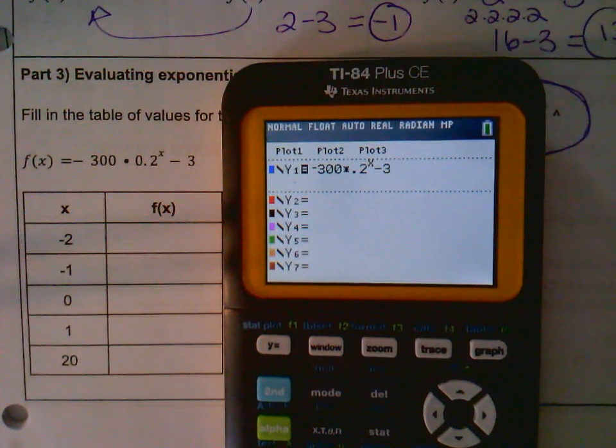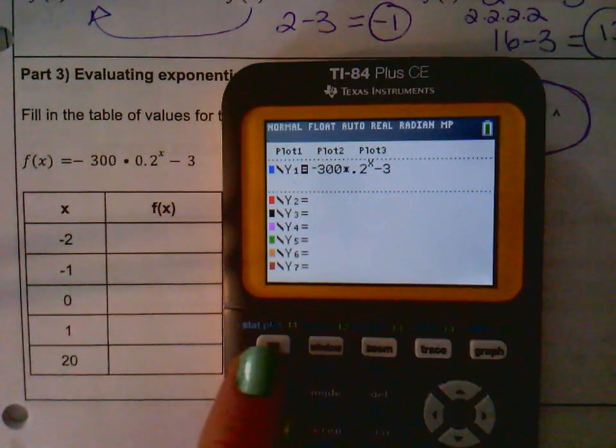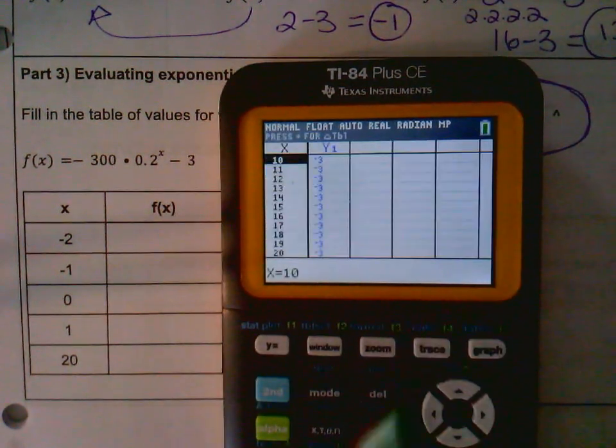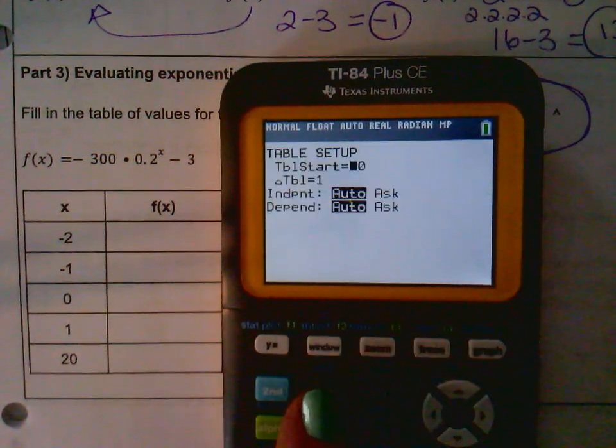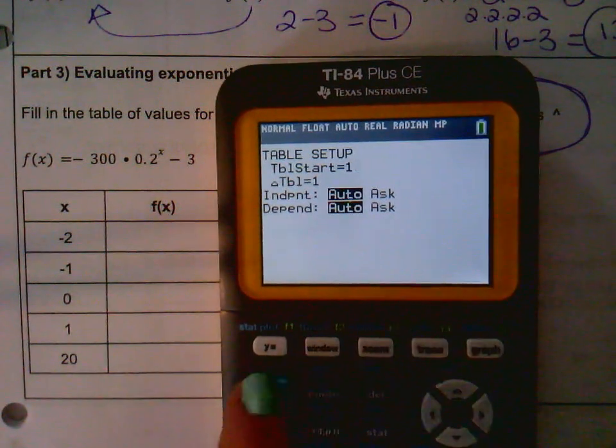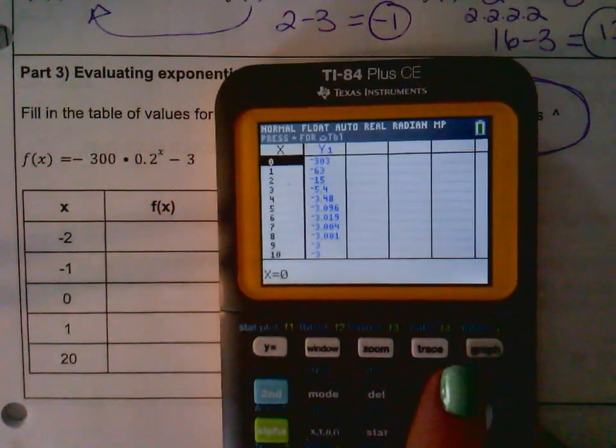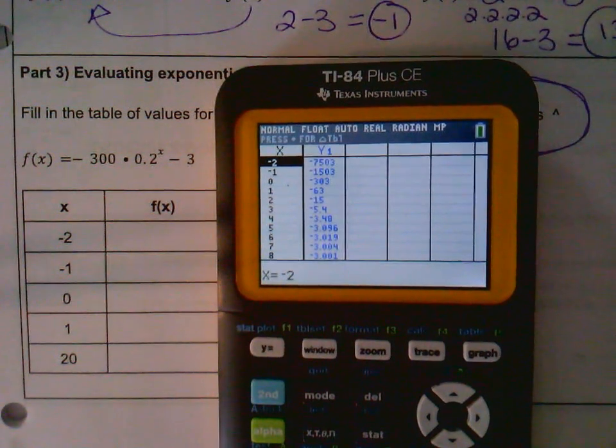To go to the table, I always like to hit table. See how it's above the word graph? If it's not in the right place, you might have to hit table setup, which is above the word window. Second table set. Oh, whoops. Oh, I started at 10. I need to start back at like 1. Yeah. Second, and then the graph gives you the table. Second graph, table.